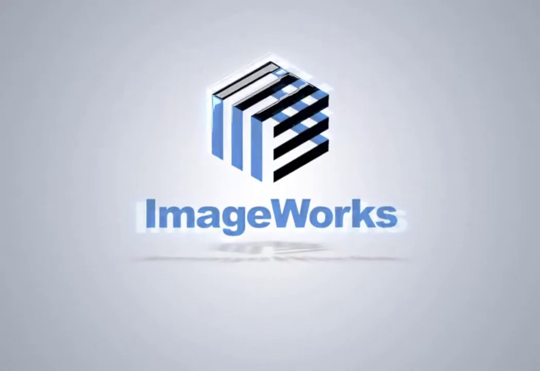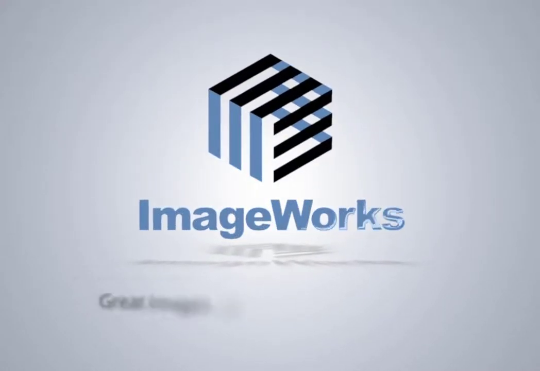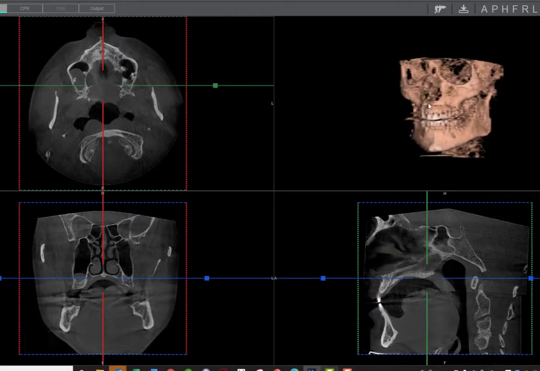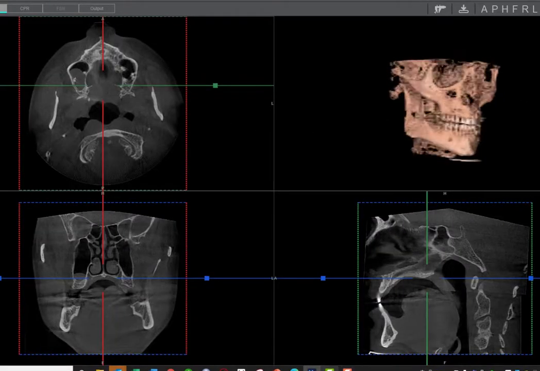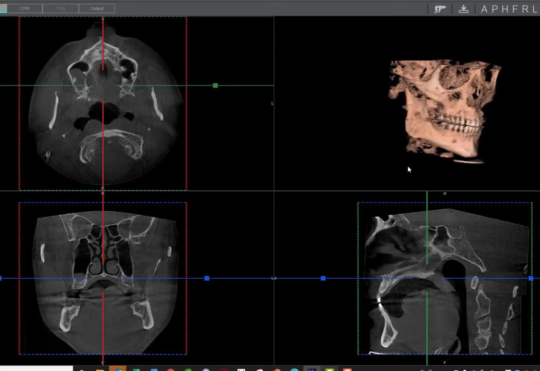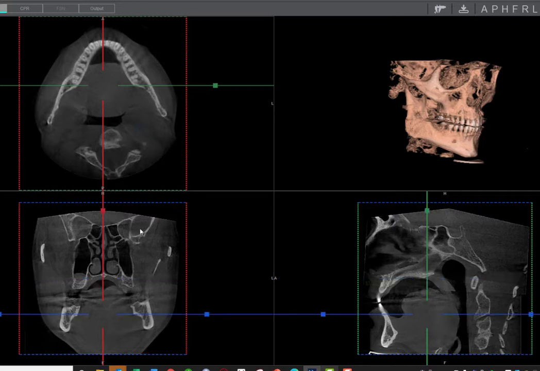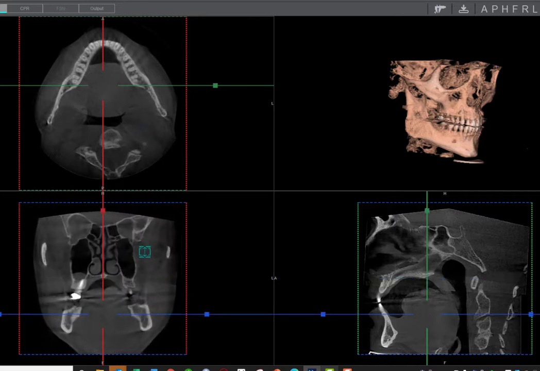At ImageWorks, we have helped so many dental practices bring cone beam imaging into their office. One of the things we've noticed is that sometimes the staff is seeing anatomy that they're not used to seeing. As a result of this, we thought we'd create a short video that walks through the slices of a cone beam scan and points out some significant anatomy.